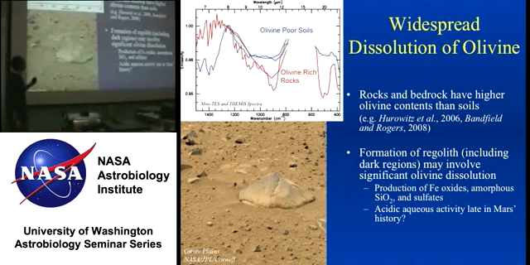And we see the same pattern over and over again across Mars, where you have high inertia, basically rocky surfaces that have high olivine contents, and the surrounding soils have low olivine contents. And this is consistent with limited amounts of water dissolving away the olivine and forming iron oxides, silica, and sulfates.